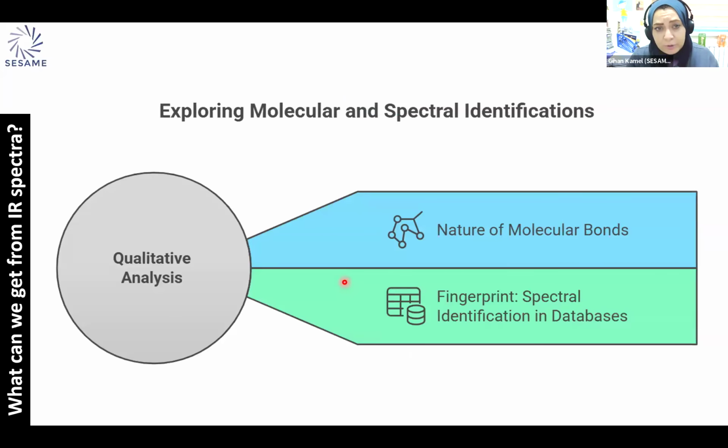So basically, you can summarize it here. If you want to summarize it, you can say that we are exploring the molecular and spectral features of any sample. With qualitative analysis, we get information about the nature of molecular bonds, and we identify the fingerprint, referring to spectral databases and libraries.